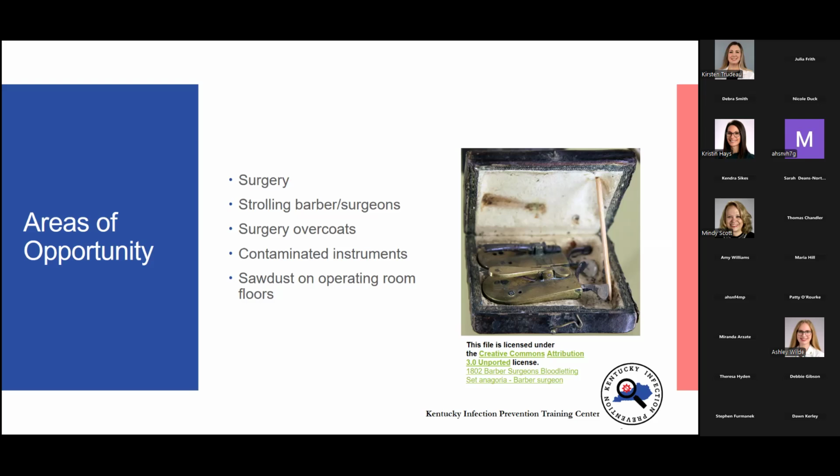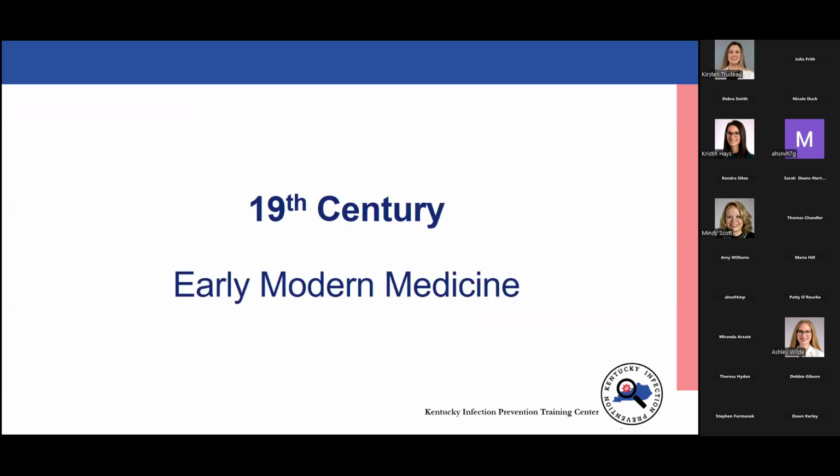And you can see over on the right here, this is a picture of a tool that a strolling barber used and just kind of carried around for bloodletting. At the time, you can imagine these probably were not the cleanest of things. And then they also used sawdust on operating room floors, similar to the butcher shop that was likely right down the street. They used sawdust to soak up blood and bodily excretions on the floor.